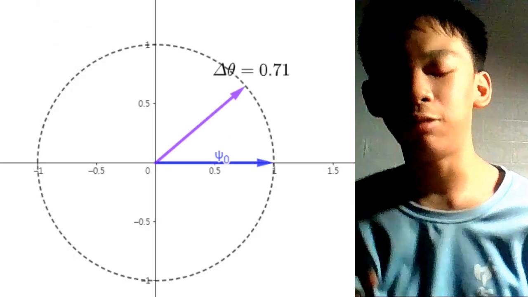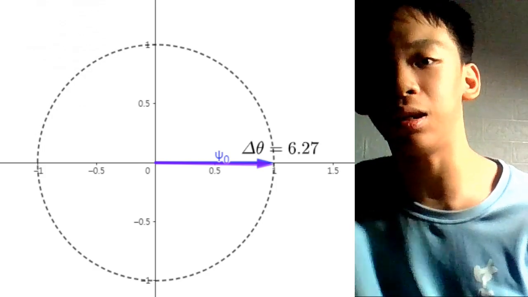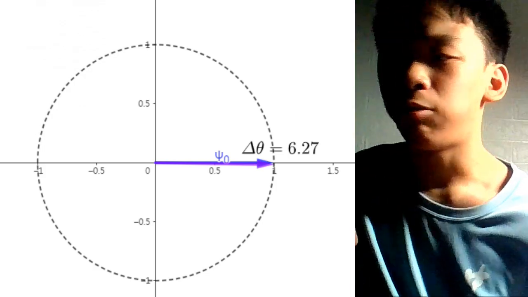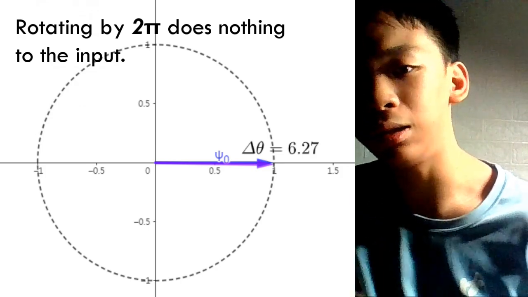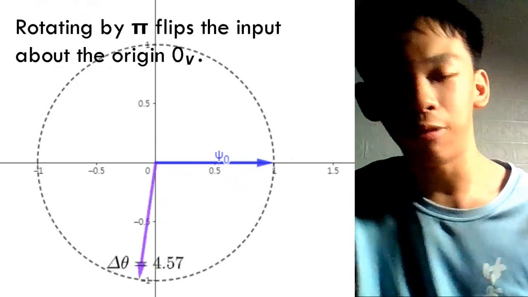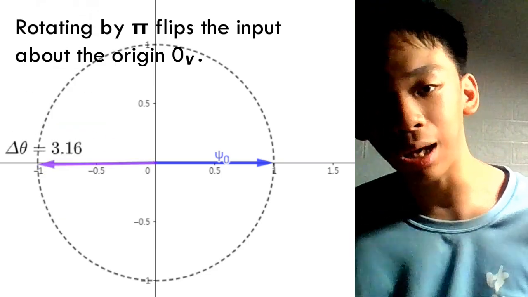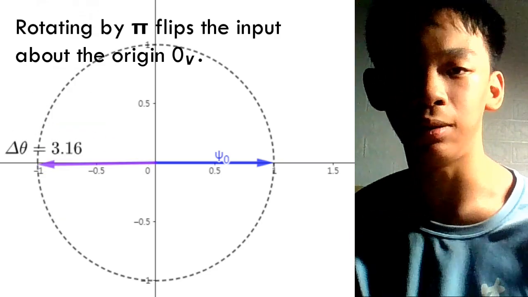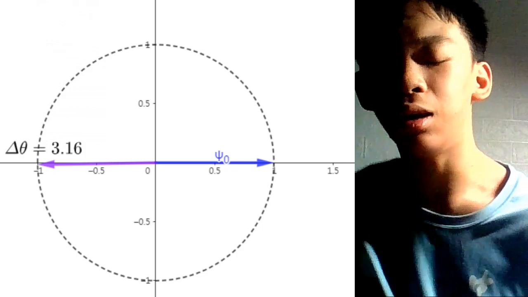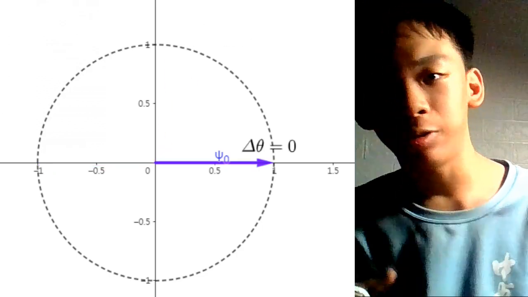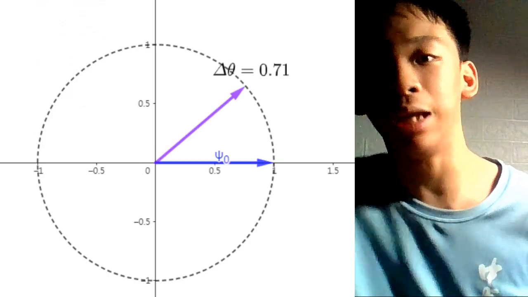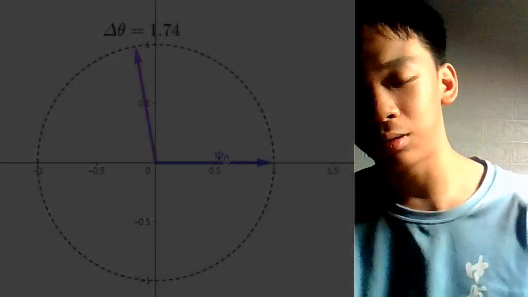Now notice that rotating by 2 pi radians doesn't affect the input. From here we can obtain the fact that a rotation by 2 pi gives you the identity. Furthermore, a rotation by pi gives you the negative of the identity. The composition of unitary operators is also unitary. Geometrically, the composition of 2 rotations is also a rotation.